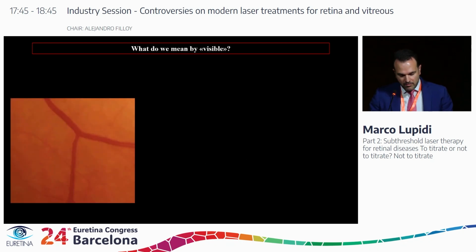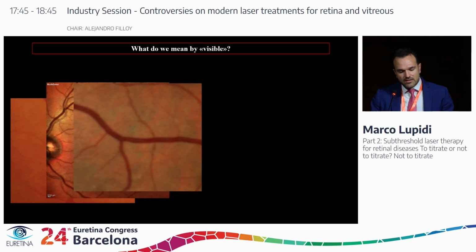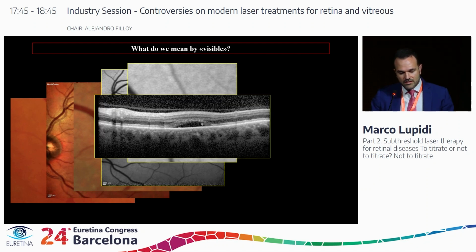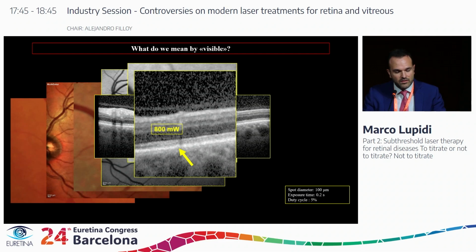But what do we mean by visible? When we look at our ophthalmoscopical examination, which is the most relevant examination when we perform the titration, to detect if there is damage related to our laser spot, we can clearly see that in this case we have no clear evidence of the damage itself. But if we move toward different imaging modalities, they might be much more sensitive in detecting the lesions that we have just performed with our laser. These are visible on multicolor imaging, on blue autofluorescence, and obviously on the OCT, with this little jump of the retinal pigment epithelium with a subthreshold spot at laser power of 800 milliwatts.